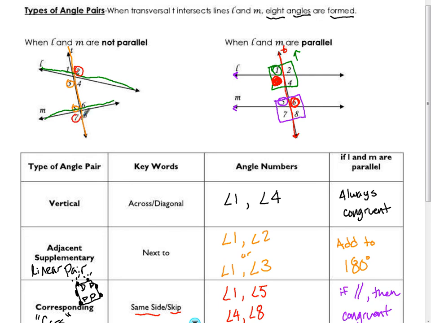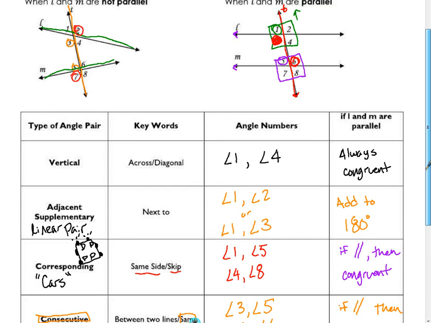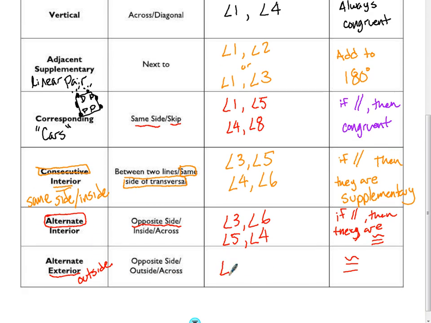Okay? And again, if they're parallel, that means they're going to be congruent.